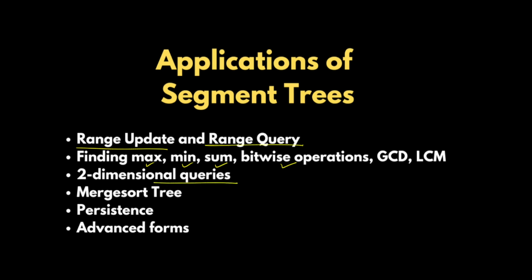We can also perform two-dimensional queries in another version of segment trees called 2D segment trees. There is another version called merge sort trees, which is going to store all the values in a particular range in each node of the segment tree, not necessarily just an aggregate function. Then there is persistence, which will help us to find out the value of a particular range or point at a particular version of a segment tree. And there are many other advanced forms of segment trees as well, which we will go over in the next video.